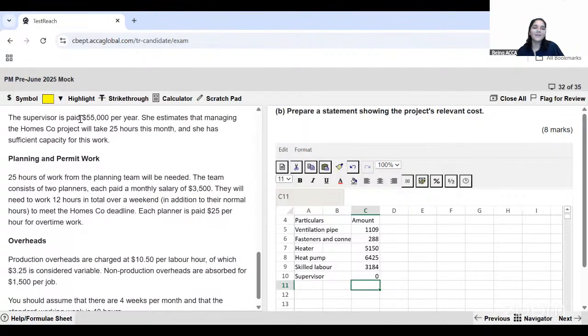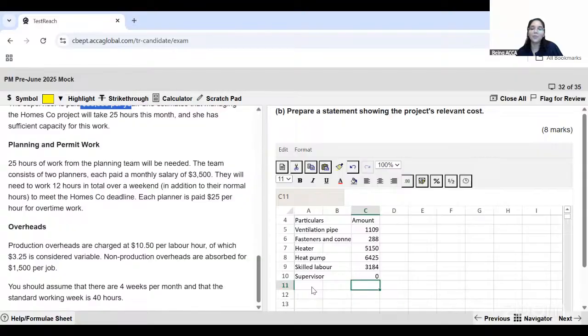So zero is what we take for this particular item. This 55,000 salary that the supervisor is paid per year is something which is already committed. You are not incurring it as a result of this project. Hence, we are going to put zero here. Let's read further about the planning and permit work.